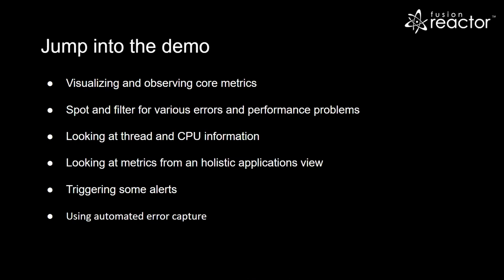Hopefully I'm going to show you how you can spot and filter for various errors and performance problems. We're going to take a look at thread and CPU information. We're also going to look at metrics from a holistic application view. What I mentioned before, and we should be triggering some alerts, hopefully, and also taking a look at the automated error capture. So that's the event snapshots for those folks who are joining us who have the FusionReactor Ultimate Edition.